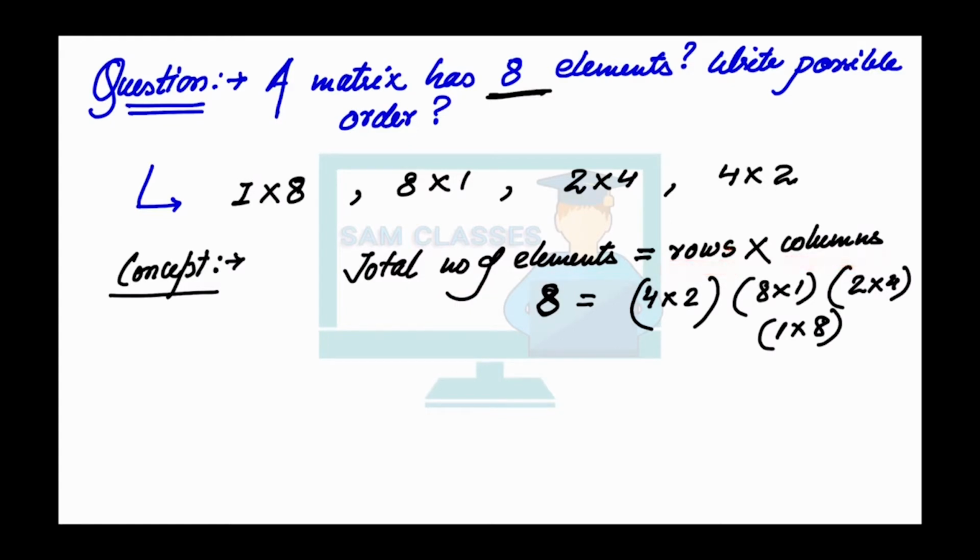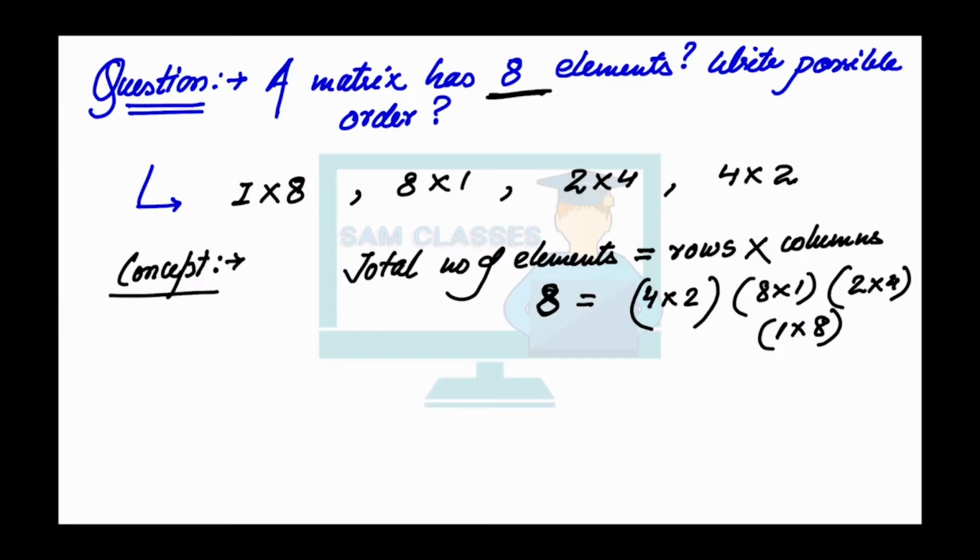Multiply the number of rows with the number of columns, you'll get the total number of elements. So you can have one row and stack all the 8 elements in one column. Sorry, you can have 8 columns: one row, 8 columns. You can take 8 rows and with each row one element. You can take 2 rows and 4 elements in each column, or 4 rows and 2 elements. So in total we have 4 ways of doing this.